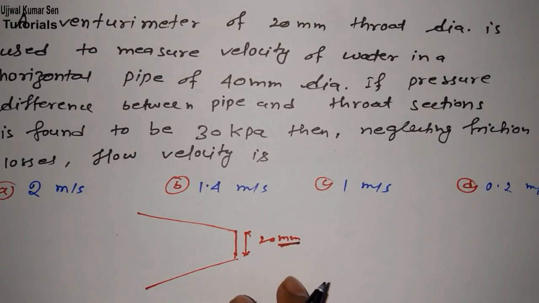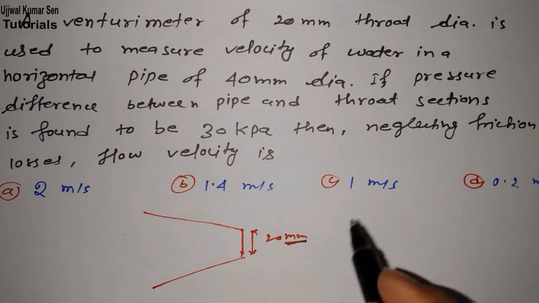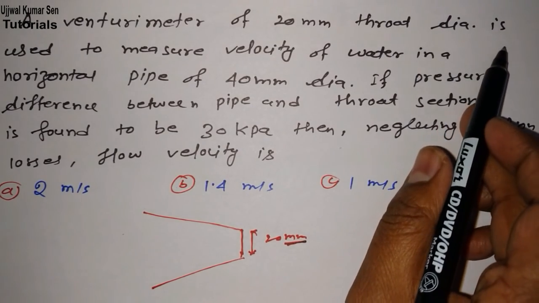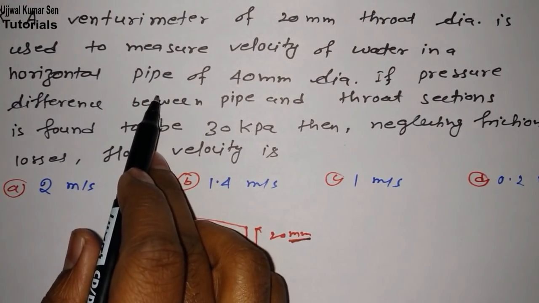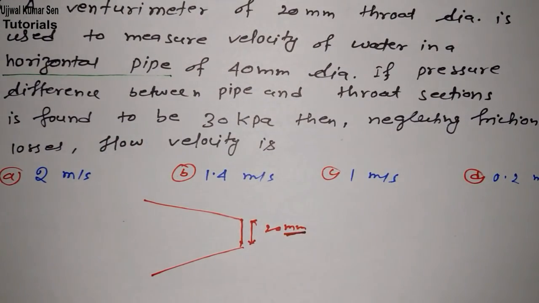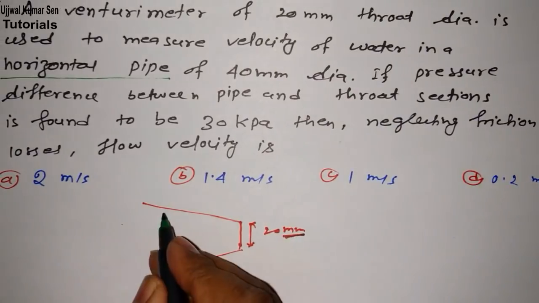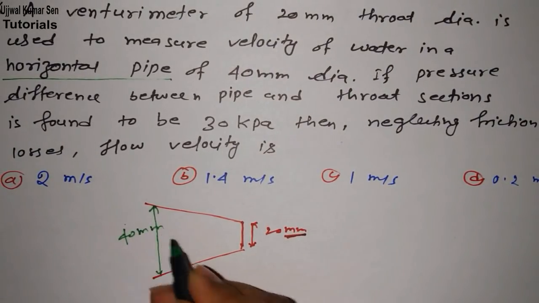In every question you have to notice the unit to get the right answer. Now we got this one. They said a venturimeter is used to measure velocity of water in a horizontal pipe. This is a key, my dear. This is a key: a horizontal pipe of 40 mm diameter. Suppose that the pipe diameter is 40 mm.